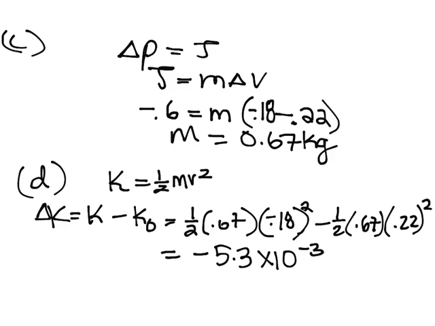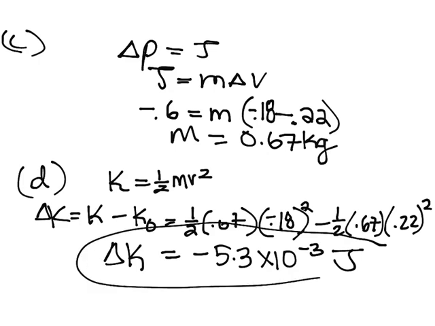And don't forget, this is in joules. So our change in kinetic energy, or our change in energy, was negative 5.3 times 10 to the minus 3 joules. Or millijoules, if you want, because 10 to the negative 3 is milli.